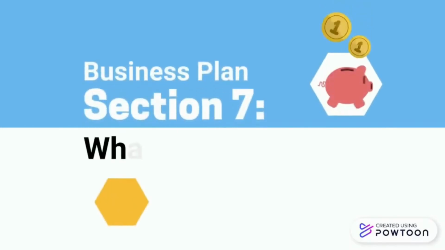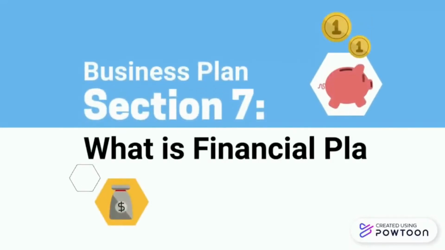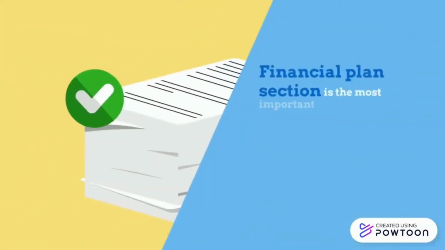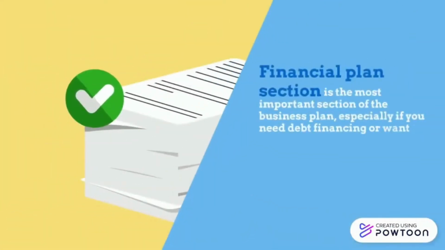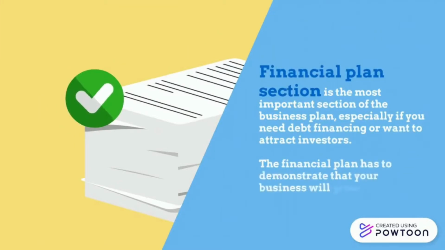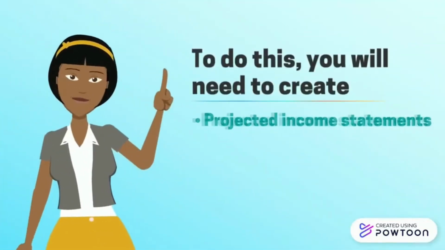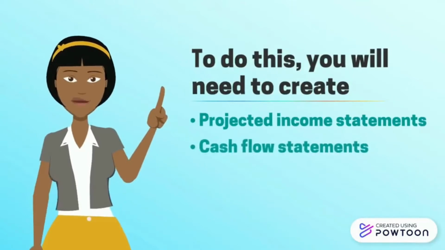Section 7 of a business plan is the financial plan. This infomercial will tell you all about what a financial plan is. The financial plan section is the most important section of a business plan, especially if you need debt financing or want to attract investors. The financial plan has to demonstrate that your business will grow and be profitable. To do this, you will need to create projected income statements, cash flow statements, and balance sheets.